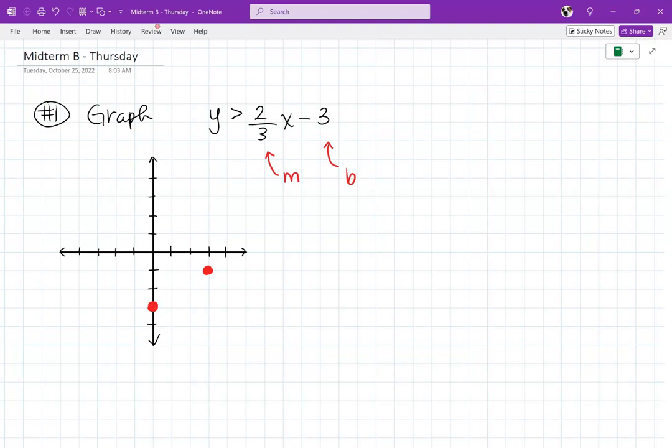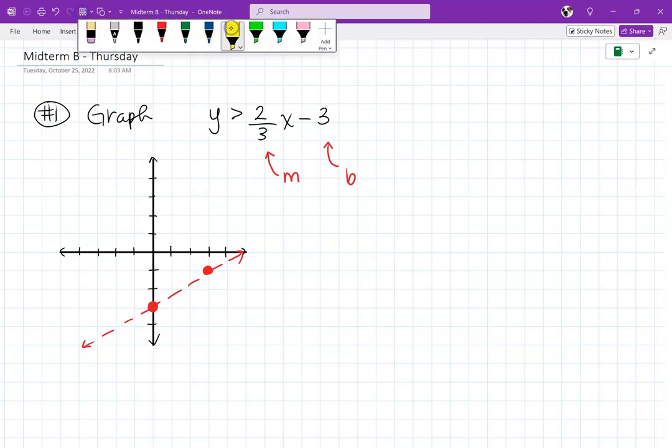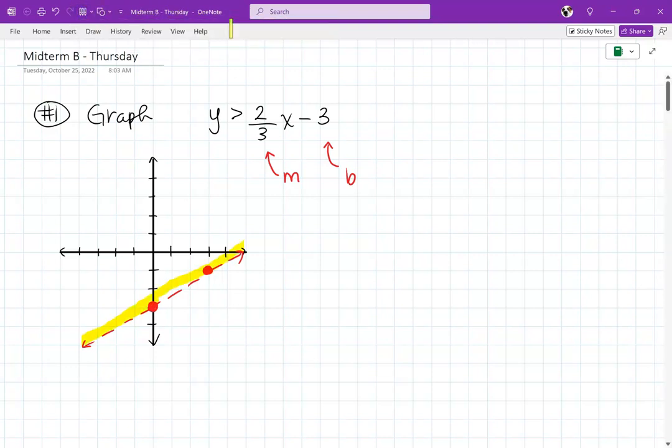It says greater than, so my line is dashed. And since it says greater than, I've got to shade above. So just color it in. And that's all you've got to do for that one.